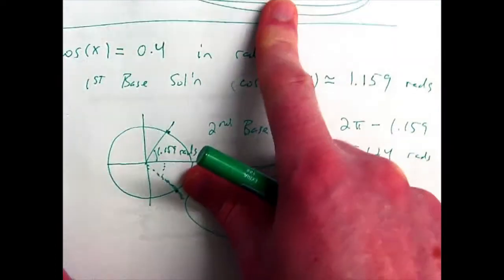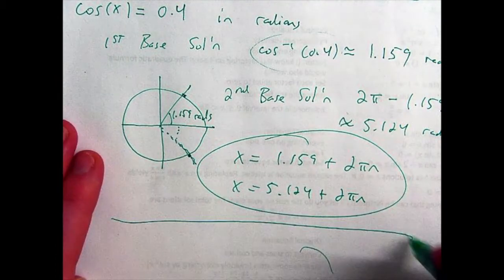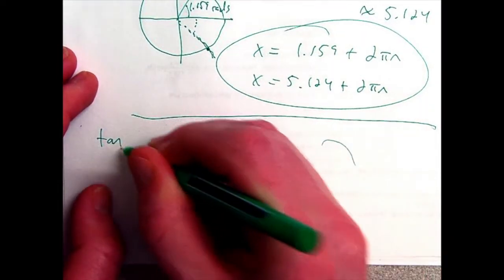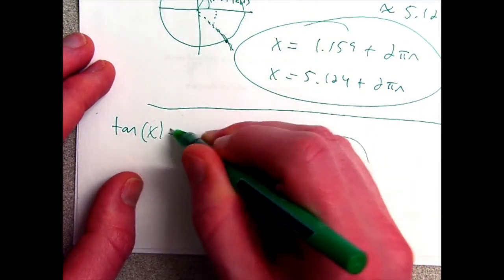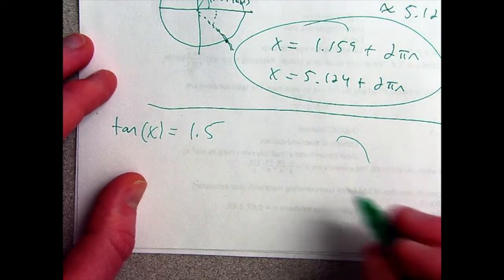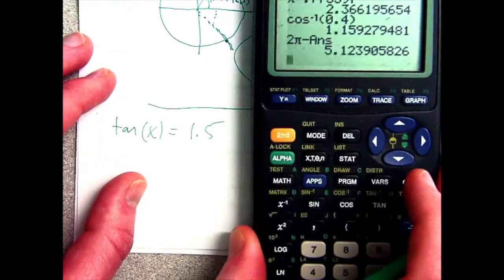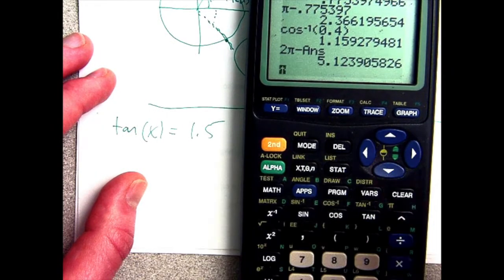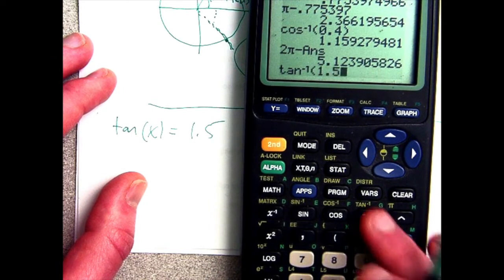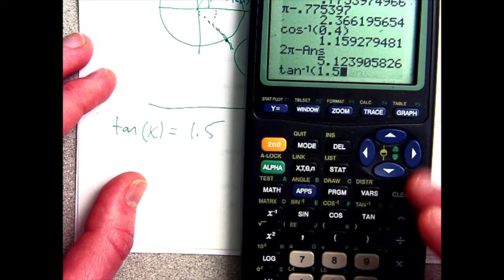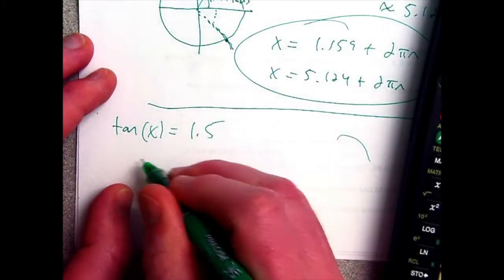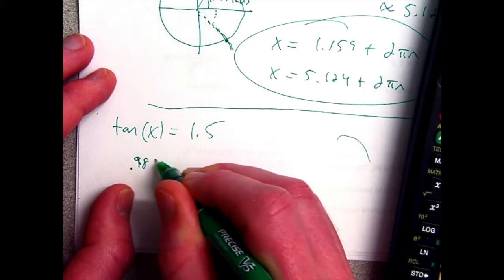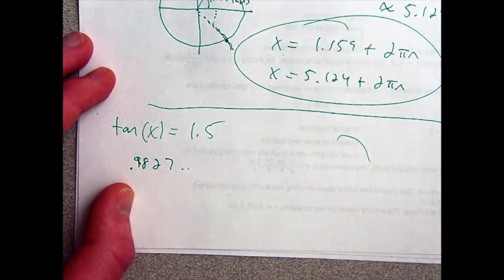In the worksheet, I have you do an example where you do a tangent problem. If you're watching this, you're probably absent on this day, so maybe I'll just tell you how that works straight out. Say you had tangent x is equal to, I don't know, like 1.5 or something. How would you do this? Well, I'm sure you're not going to be surprised to find out that one base solution will be given by the inverse tangent of 1.5. So 0.9827, blah, blah, blah. That's one base solution.